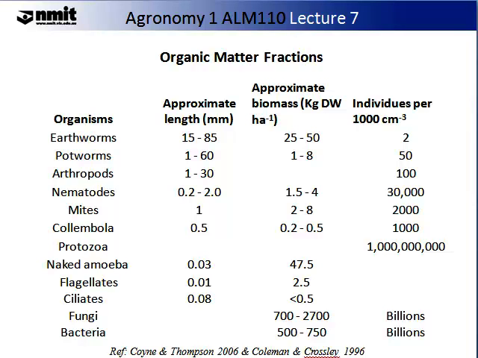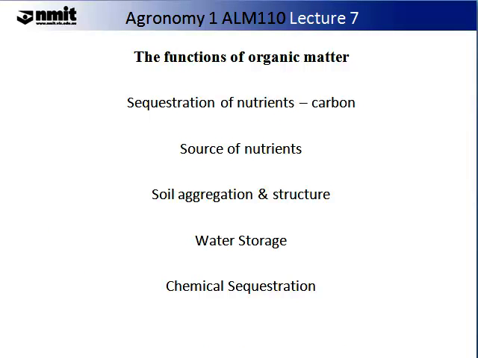As you will see from the slide table, their approximate length ranges quite significantly, as well as their biomass. Individuals can range from 2 to 3 to billions per 1,000 square meters cubed. The fractions of organic matter have many roles. These roles include sequestration of nutrients, that is, such as carbon. As carbon is a major component of the organic matter is therefore an important component of the global carbon cycle.